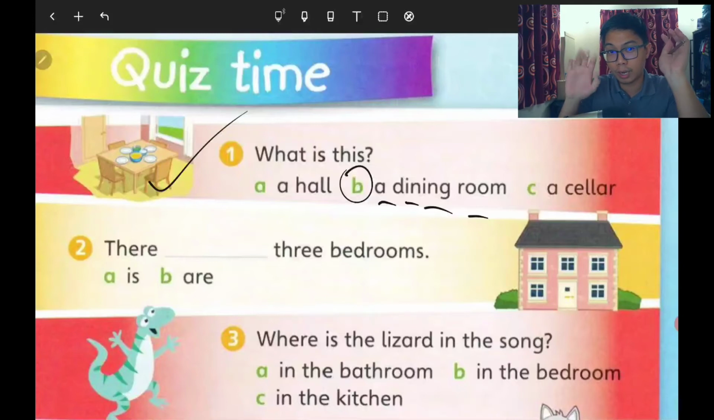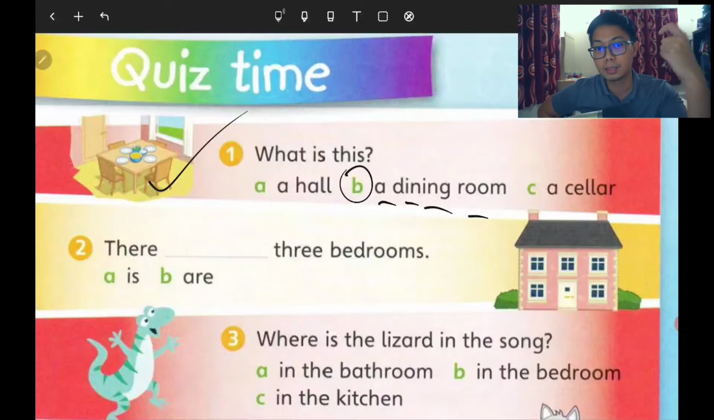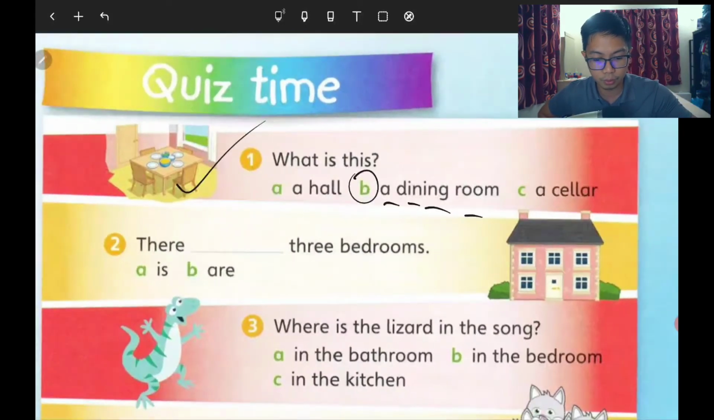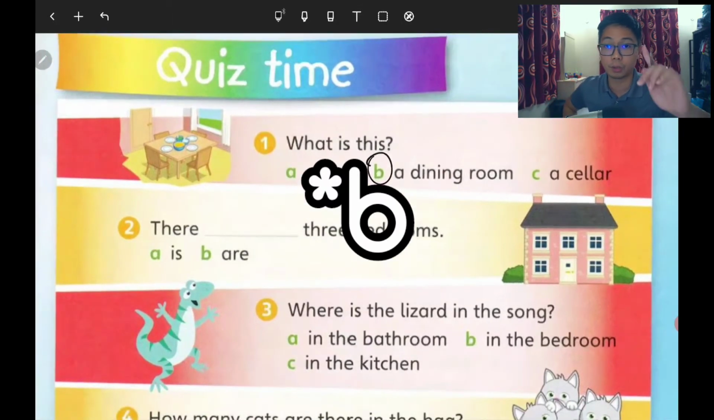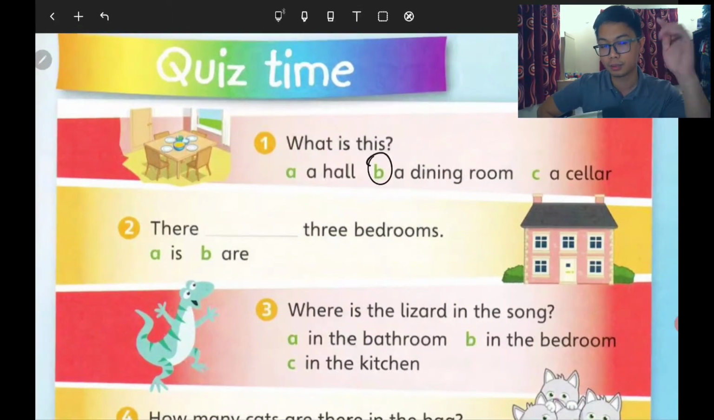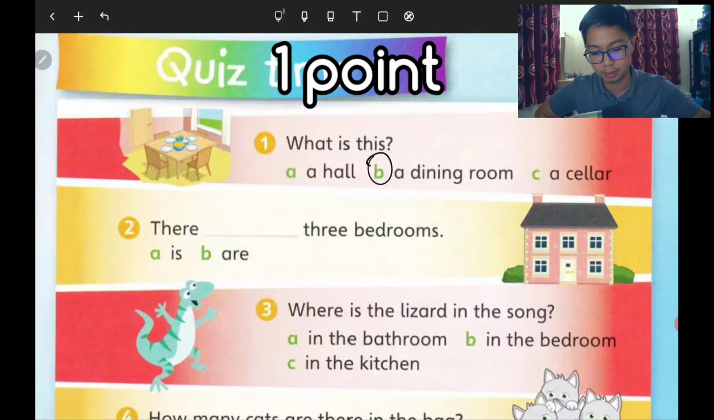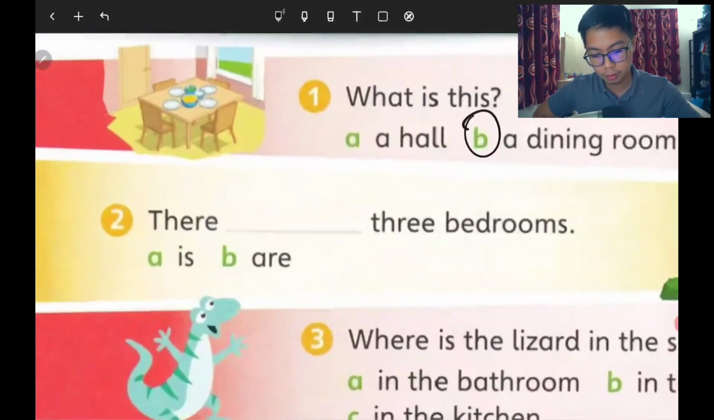Okay, you need to count how many corrects, okay, and then you tell me on your WhatsApp. Okay, you text me the total correct answer that you got from this quiz. Okay, so the first one, the answer is B. So if you answer correctly, so you have one correct answer. Question 2.